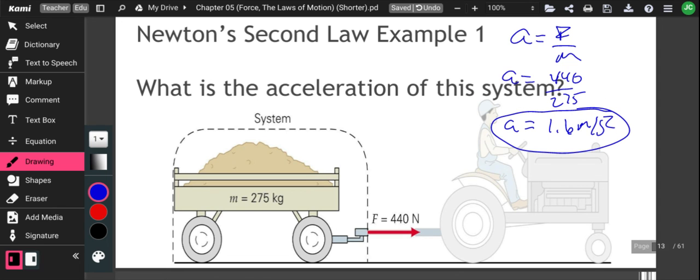If we make the mass bigger, then the acceleration is less. If we make the force bigger and leave the mass the same, then the acceleration is more.